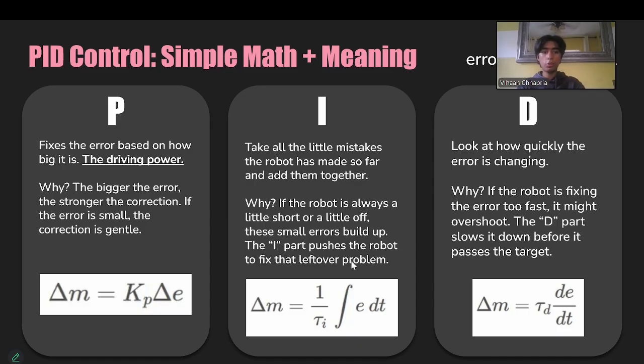So that's the use case of it, and the meaning is that it's using an integral, accumulating all of the errors in the past, multiplying it by the change in time, and then that's being multiplied by our constant. So that's a short overview of it.